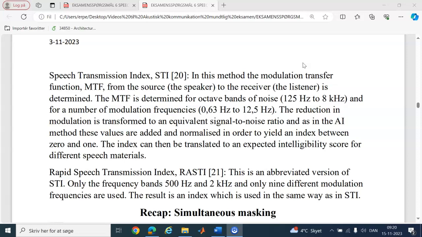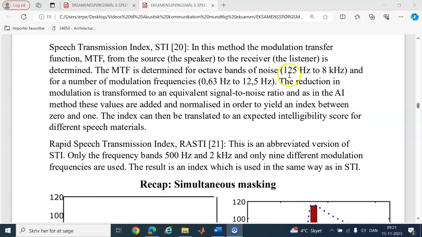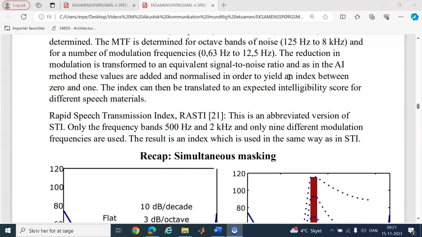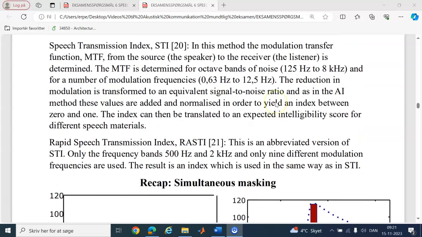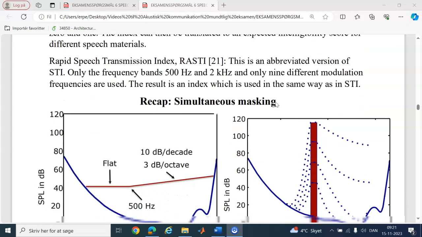Then we have the rapid speech transmission index. This is an abbreviated version of STI. Only the frequency bands 500 Hz and 2000 Hz and only 9 different modulation frequencies are used. The result is an index which is used in the same way as in the speech transmission index.